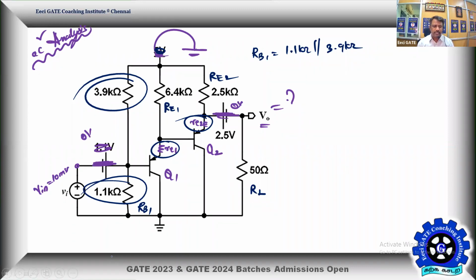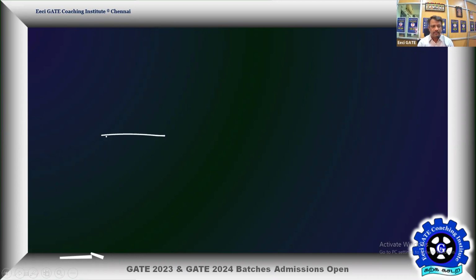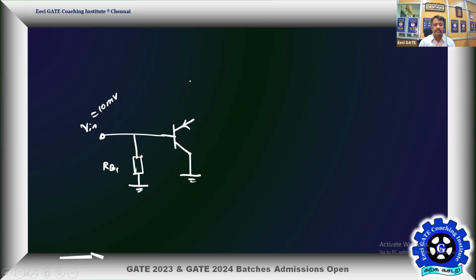So what is the equivalent circuit now? We are going to have V in. This is the input voltage V in that is given as 10 millivolts. So here we have RB1. Then the first BJT, it's a PNP transistor. Remember, the collector is already connected to ground. And here we have the capital RE1. This is already connected to the ground because it is connected to +5, that is switched off. So this is RE1, that is 6.4 kilo ohms.